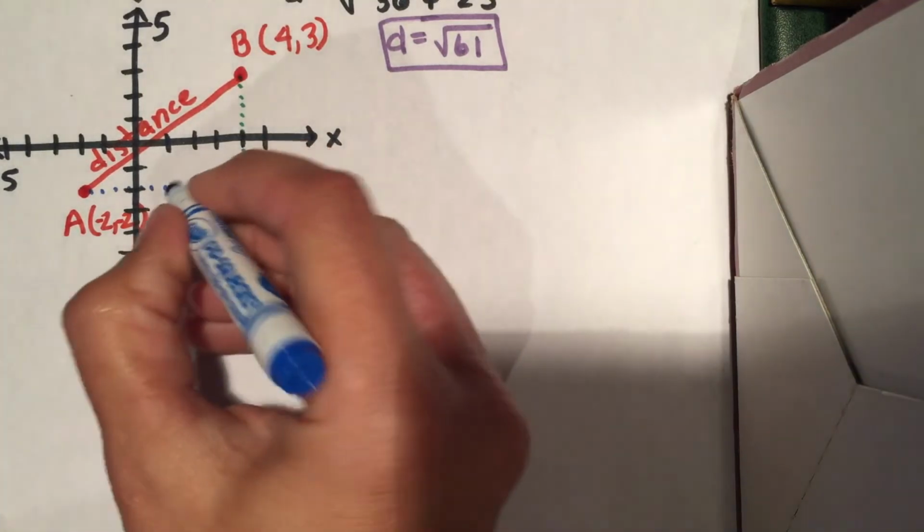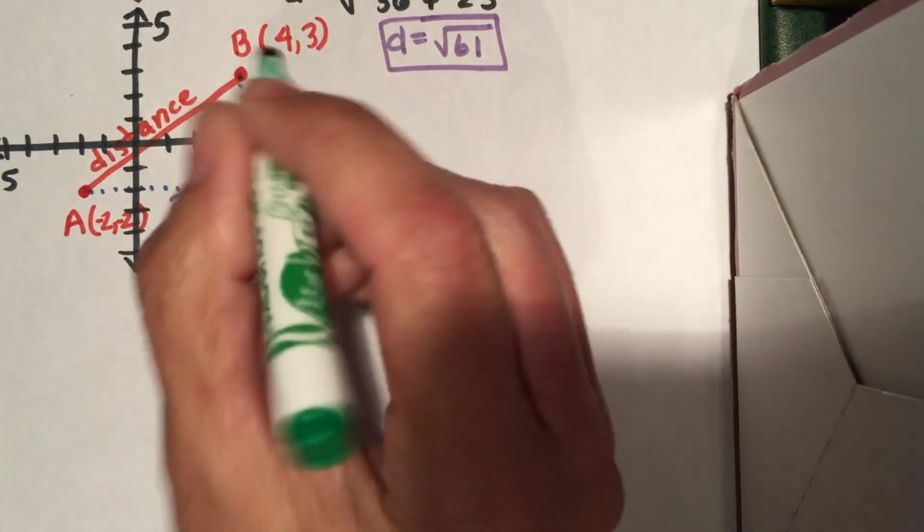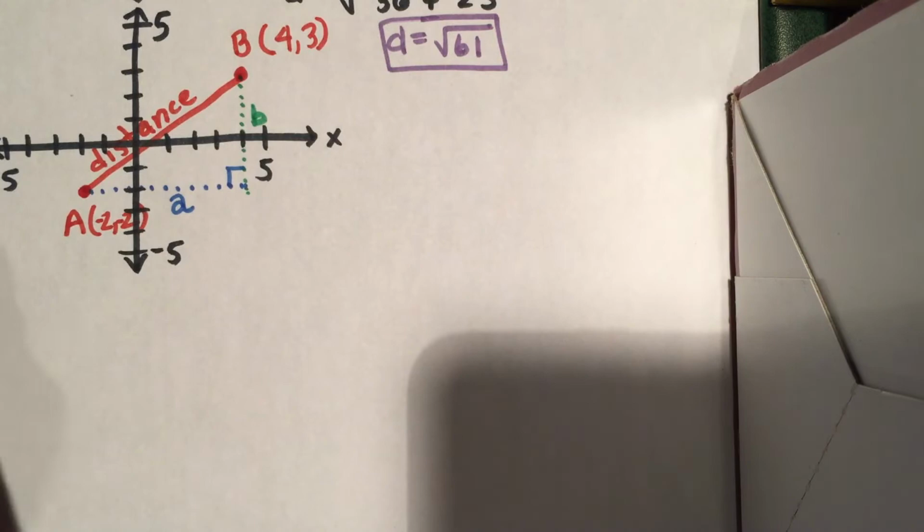And for right triangles, you remember we have A and we have B to represent our side lengths, and we have C, which is where I have my distance. So we're going to use the Pythagorean Theorem.